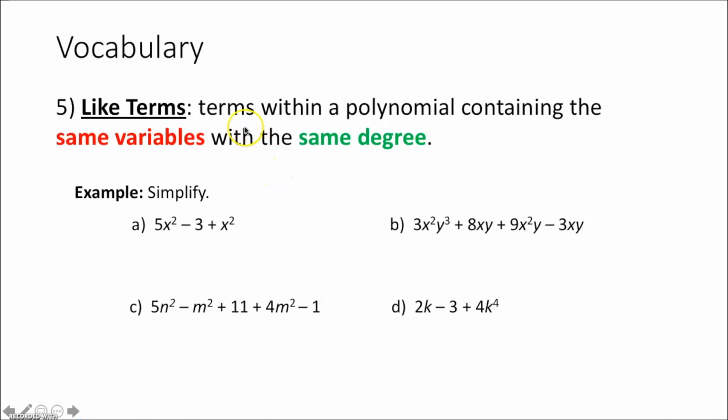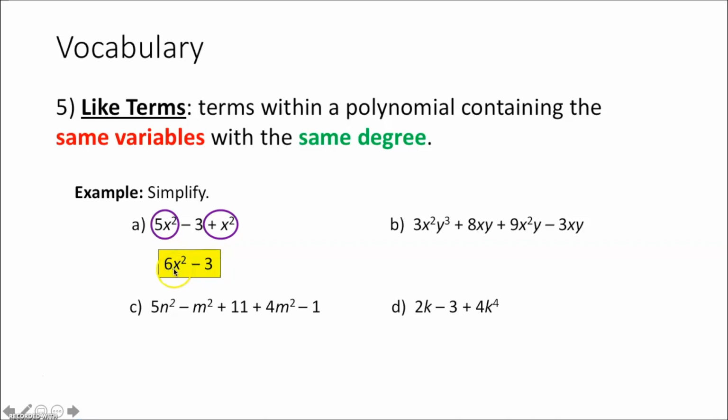Like terms. So those are terms within a polynomial containing the same variables with the same degree. So here's how this works. I can combine any terms that are like. So if I have like terms, I can combine those. But if they are not like terms, I cannot combine them. So in this instance, this 5x squared and this x squared are like terms, which means I can combine them. What is 5x squared plus x squared? So that's 5x squared plus 1x squared. That's going to be 6x squared. Now, I cannot subtract this 6 and this 3 because this is a second degree term and this is a constant, a 0 degree term.